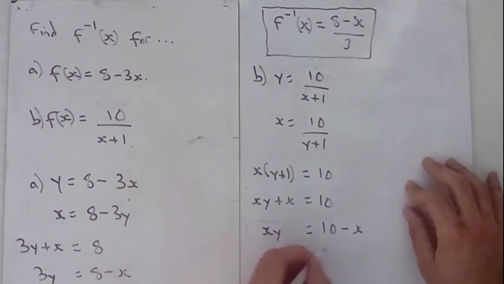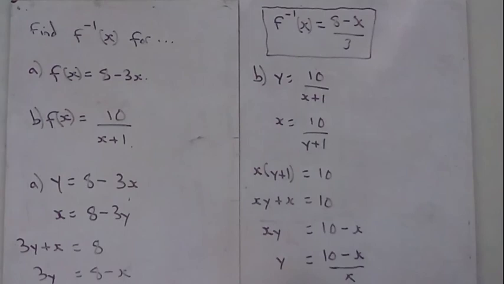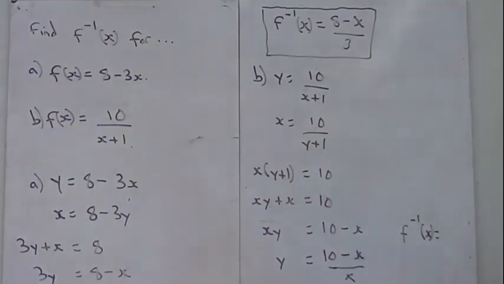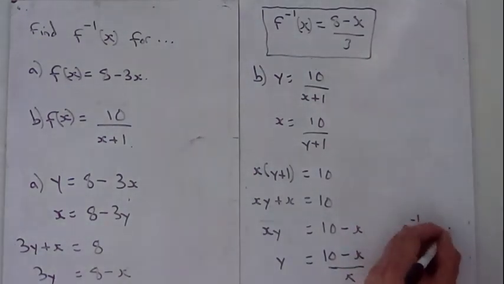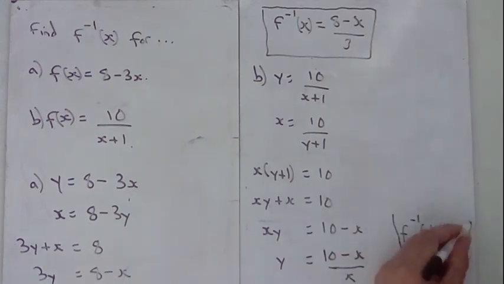And then at that point, we can divide by x. So y equals (10 minus x) over x, which actually does look a bit strange. So I think I might just distribute that x. So I might say y equals 10 over x minus x over x. And you can see that's 1. So finally, the inverse f of x equals, I'm going to say that's 10 over x minus 1, which looks more like a proper function.